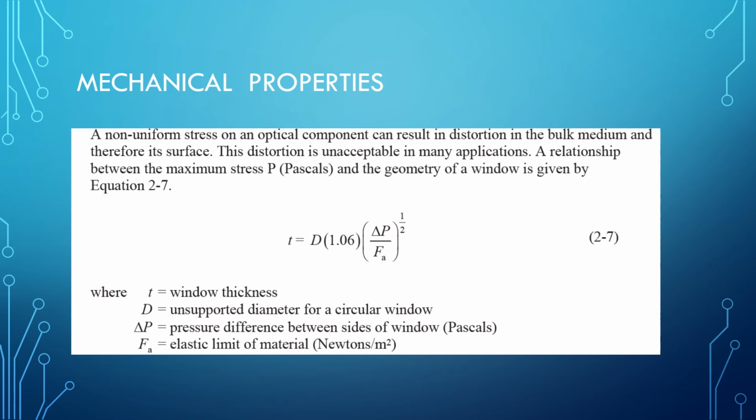So our relationship between the maximum stress, which will be given in pascals, and the geometry of a window is given by the following equation, where T, the window thickness, is equal to D, the unsupported diameter for a circular window, times 1.06 times delta P, the pressure difference between both sides of the window, divided by FA, the elastic limit of the material, all raised to the 1/2 power, or we could write that as the square root of delta P over FA.